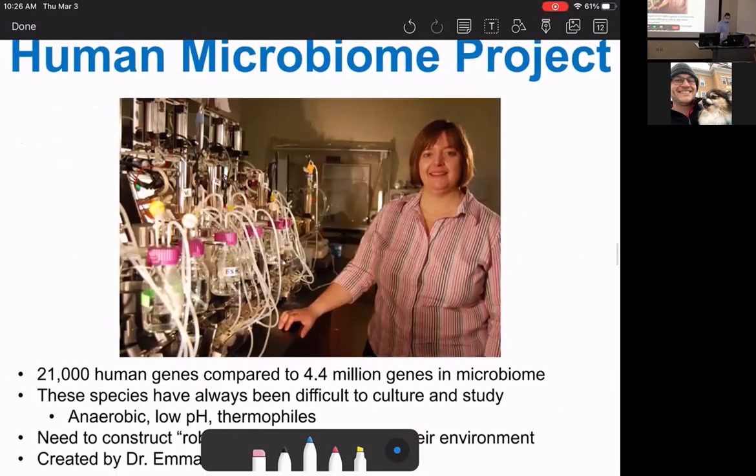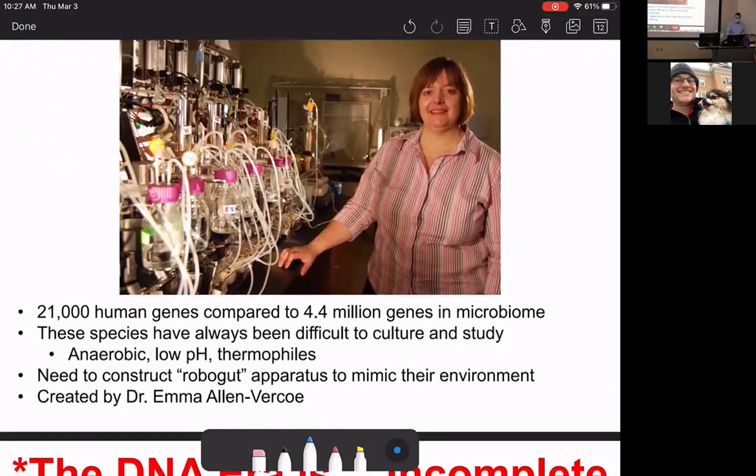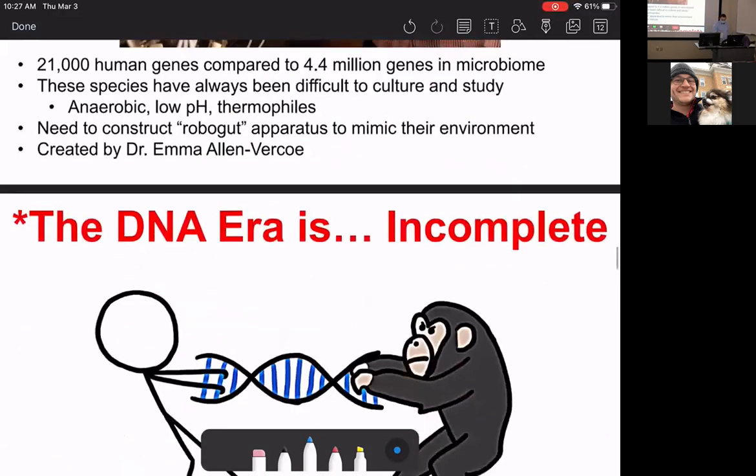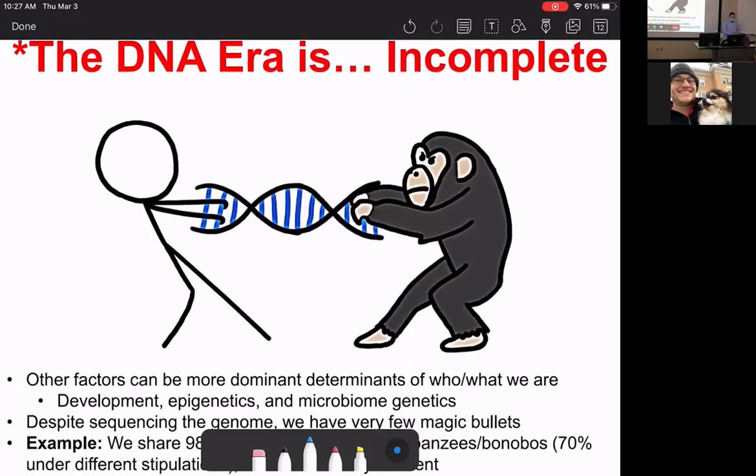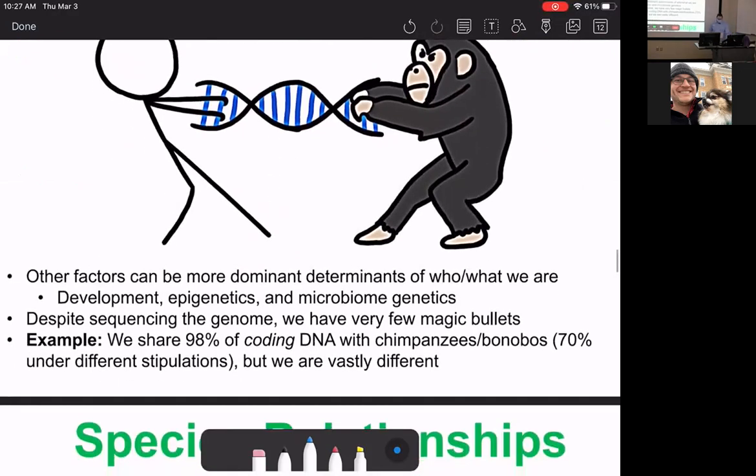So the microbiome project, the reason this is so new is because think about the environment of your stomach. This is the main microbiome area. It is acidic, dark, no oxygen. Super scary place, basically. Only until recently were we able to actually culture and study these things in the lab. And we've always felt like there were missing pieces to why the genome doesn't tell the whole story, right? Other factors can explain more about humans than we'd like to admit sometimes.